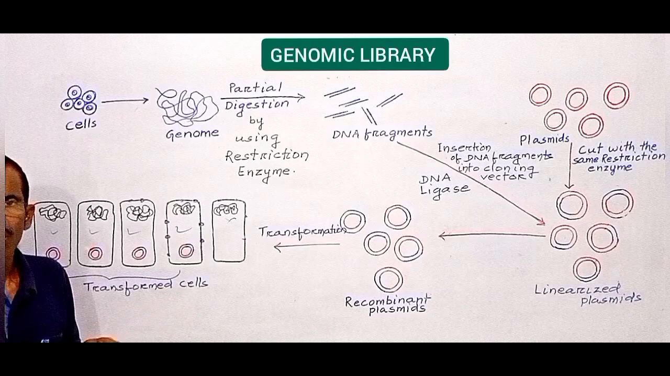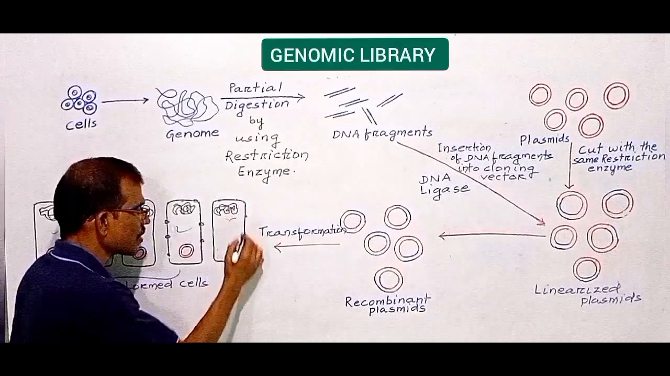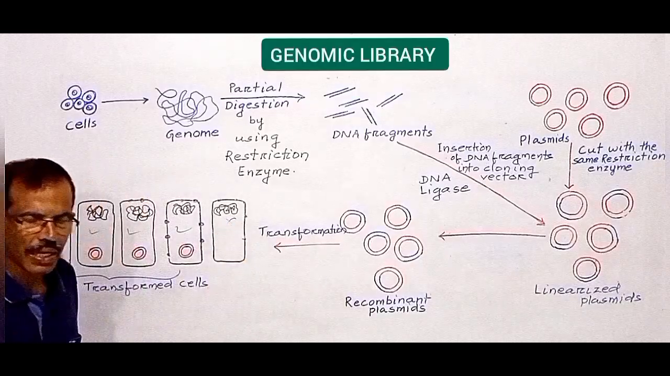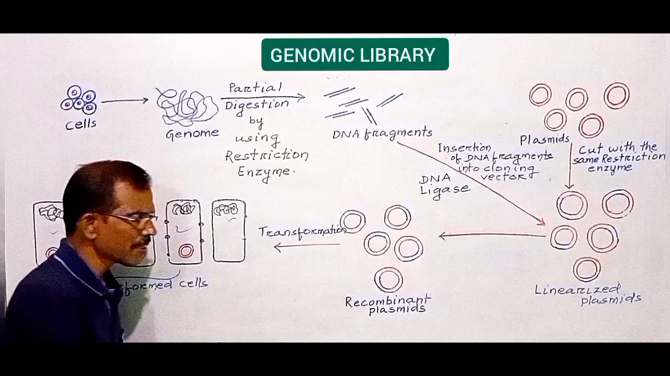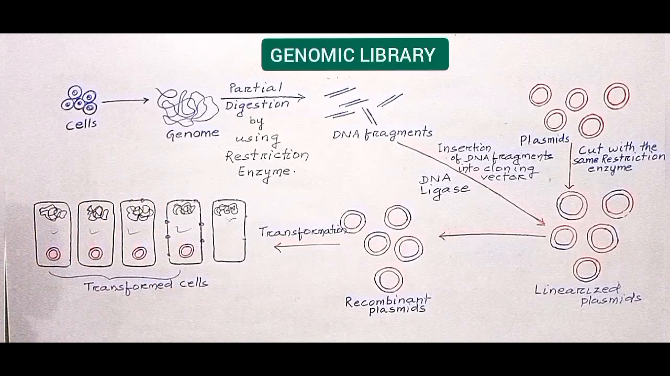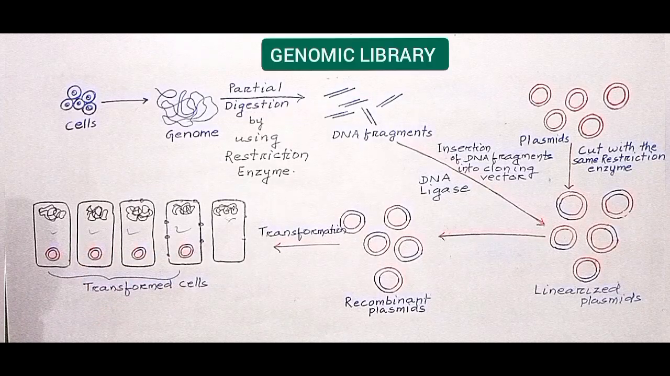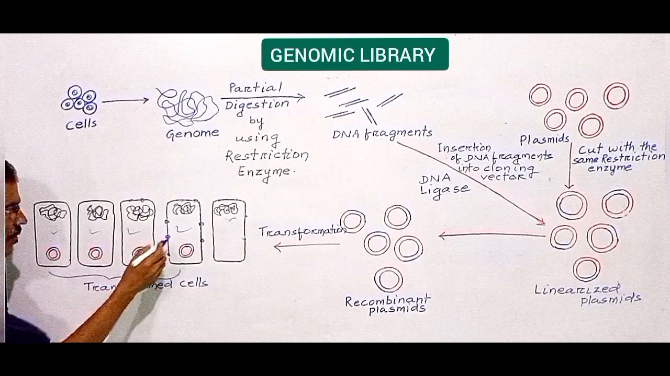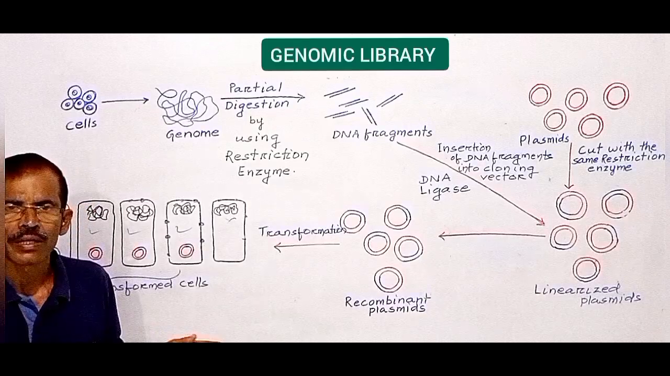Transformation is not 100%. That means some of the E. coli cell fails to uptake the recombinant vector. As a result, the cell remain non-transformed. Remaining E. coli cells which have successfully incorporated the recombinant molecules become transformed. In the next step, we have to identify the E. coli cells which have taken up the recombinant DNA.